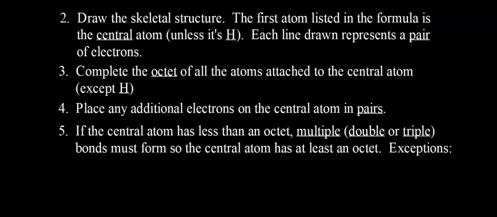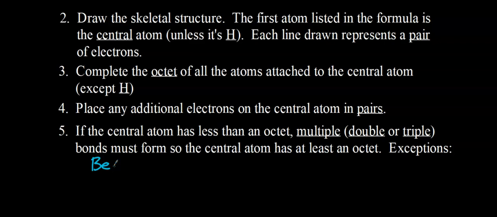Number 5, if the central atom has less than an octet, if you've placed all of the valence electrons and you see that the central atom is short of an octet, then it may be necessary to make multiple bonds. By multiple, we mean double or triple bonds, so that the central atom has at least an octet. Now, there are some exceptions for atoms that, when they are the central atom, are stable with less than 8 valence electrons.